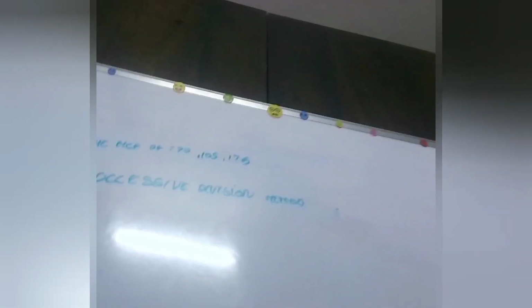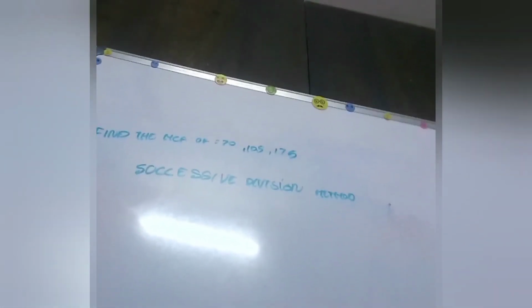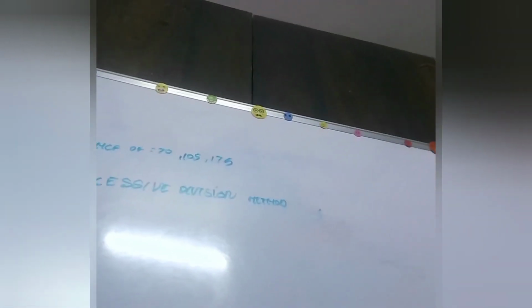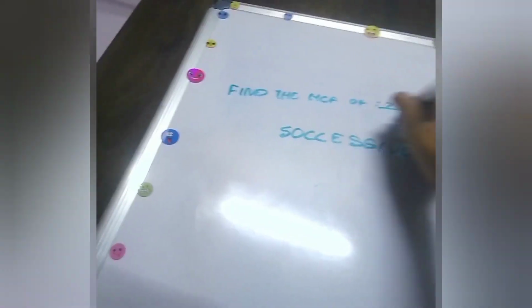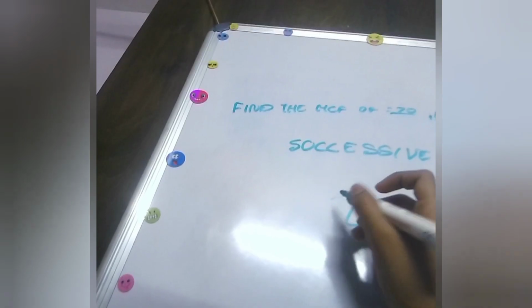Suppose the question is like this: find the HCF of 70, 105 and 175. You must know all the prime numbers like 2, 3, 5, 7, 11. You don't have to memorize it. Just remember it till 20 or something. Okay, now first I take the first number 70, put an L box around it, and then I gotta check if it is divisible by any of the prime numbers.